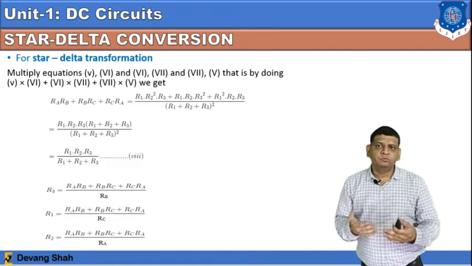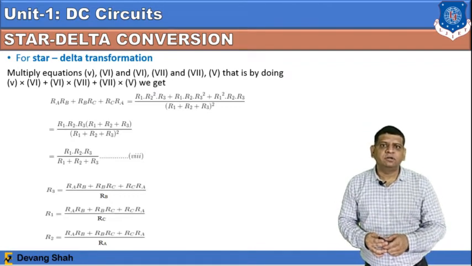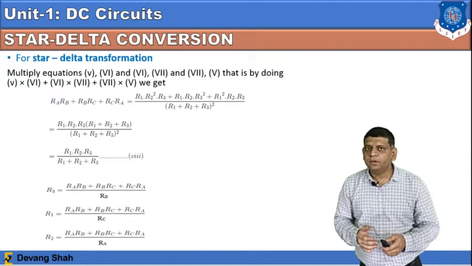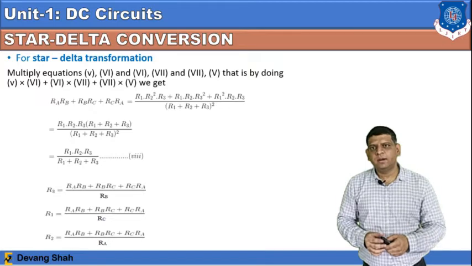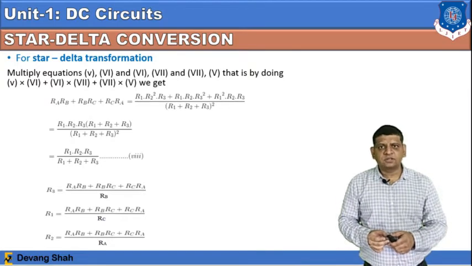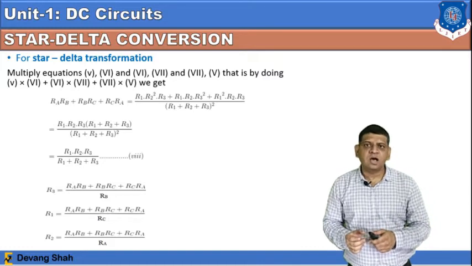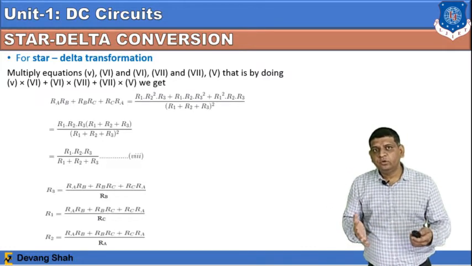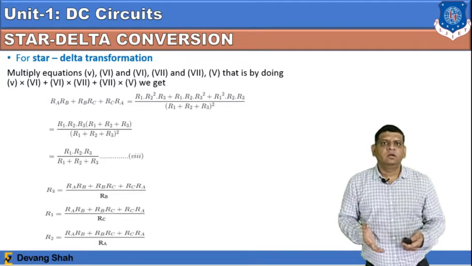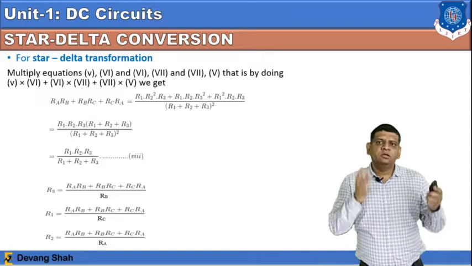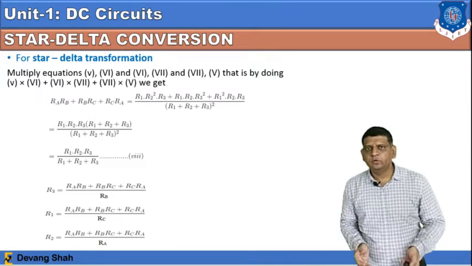Same way, if you look for the resistance R1, that is equal to RA into RB plus RB into RC plus RC into RA divided by RC. Same way, R2, that is equal to RA into RB plus RB into RC plus RC into RA divided by RA, right? So that's how you can do the star to delta conversion. All the star resistors you have converted into a delta.